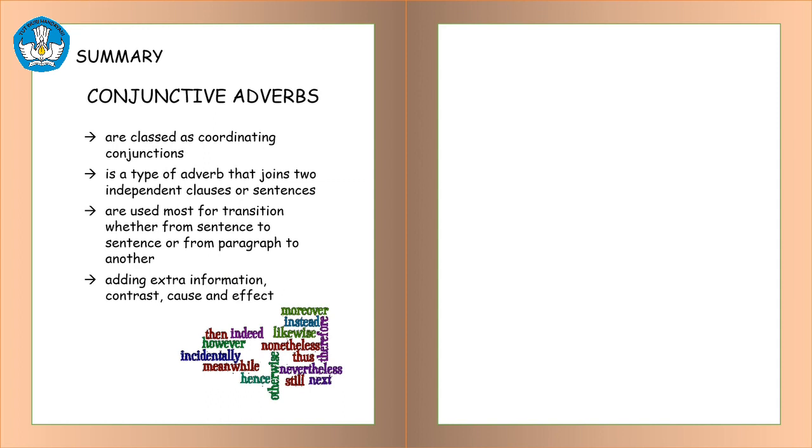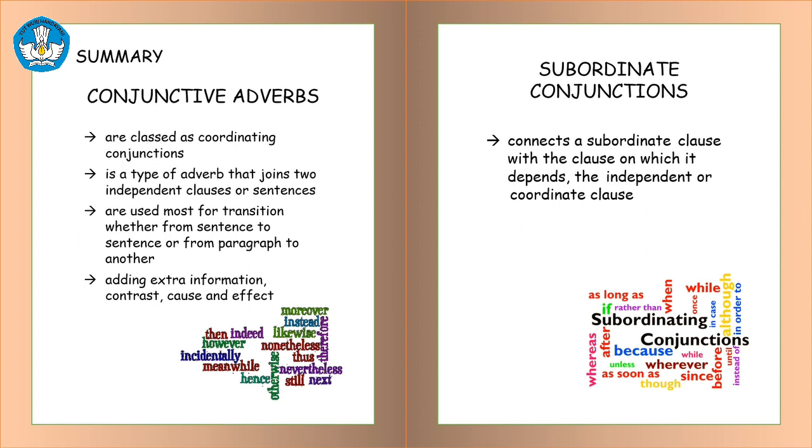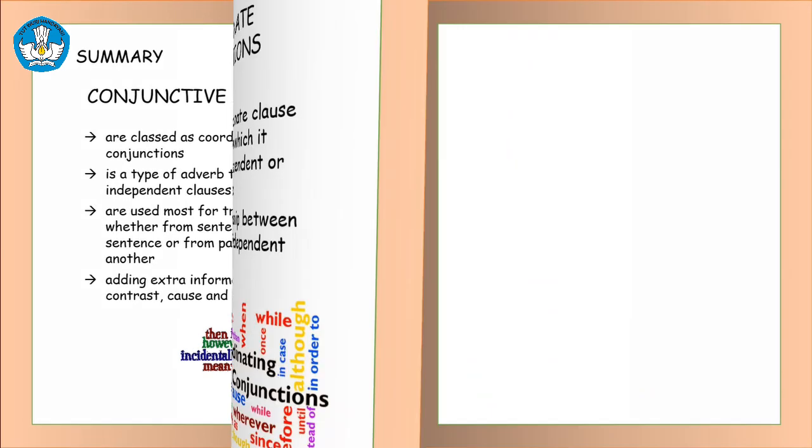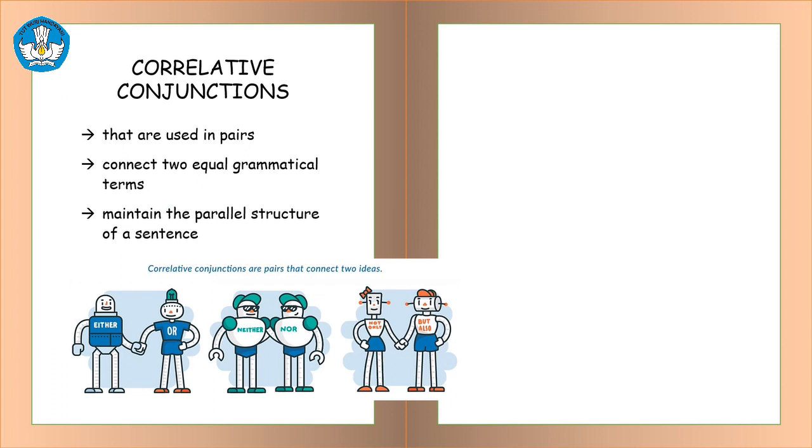Well, there are subordinating conjunctions that connect a subordinate clause with the clause on which it depends, the independent or coordinate clause. They show the relationship between a dependent and an independent clause. The last one is correlative conjunctions that are used in pairs. Correlative conjunctions connect two equal grammatical terms. They maintain the parallel structure of a sentence.